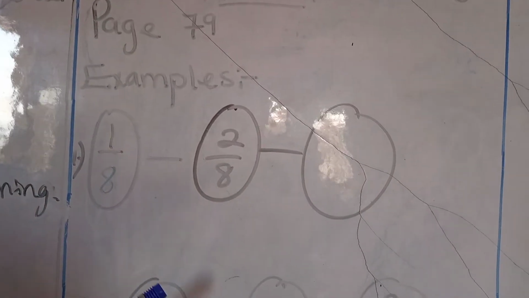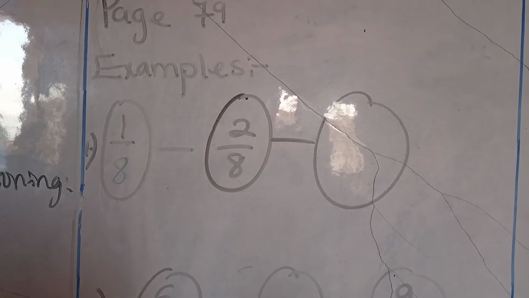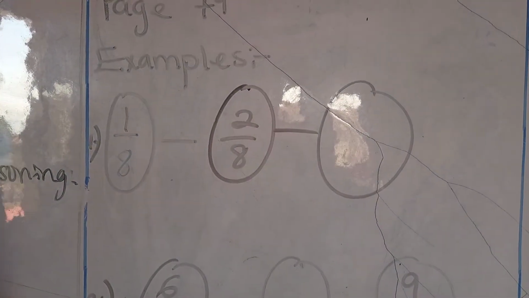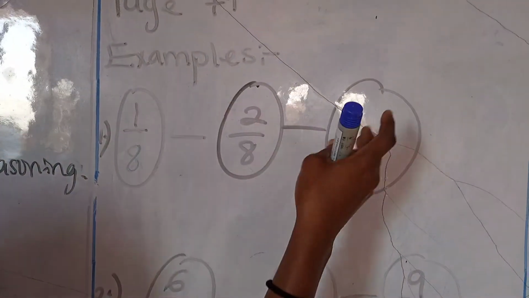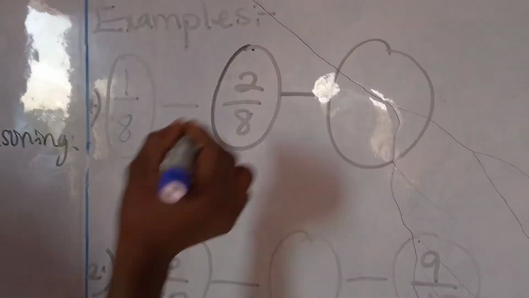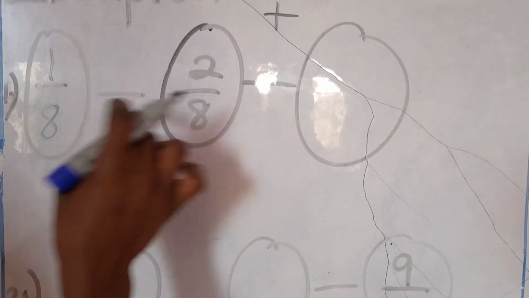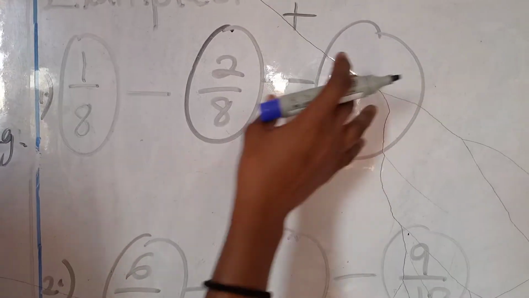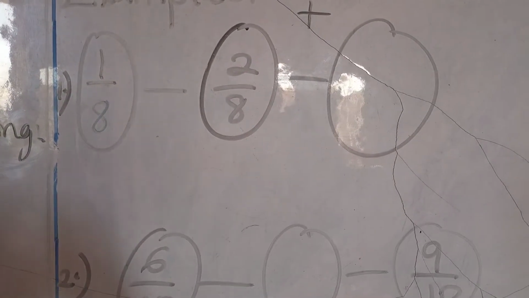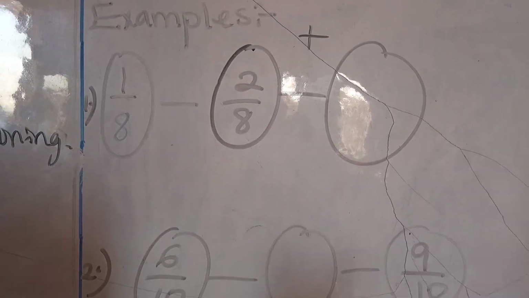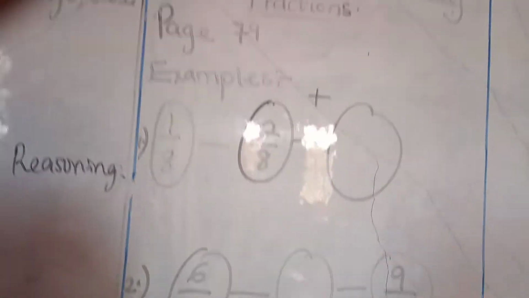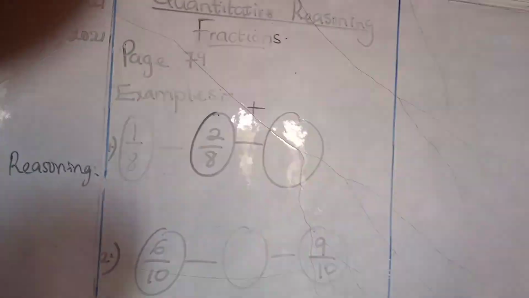Example number 1. You can see there are 3 circles there: the first circle, the second one, and the third one. For you to get the answer for the third circle, you are going to do addition. Remember our fraction, we've done something on fraction on different shapes, and this is the continuation, in order for us to remember what we have done so far.